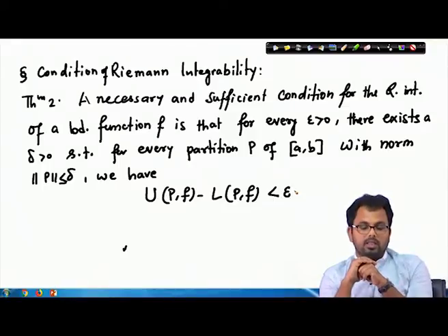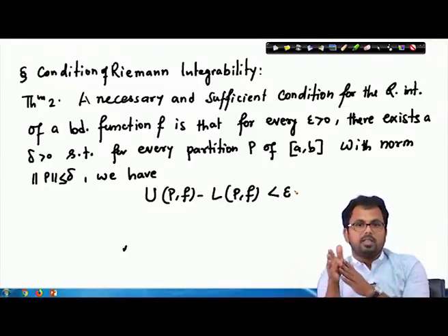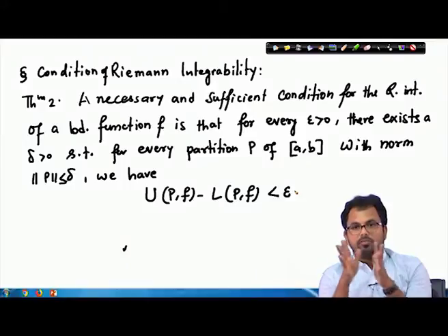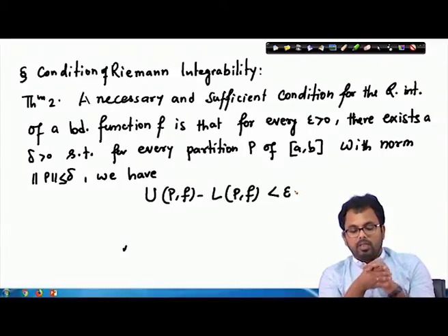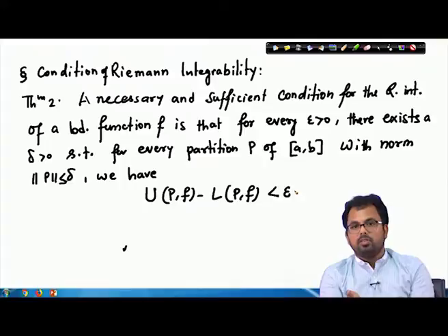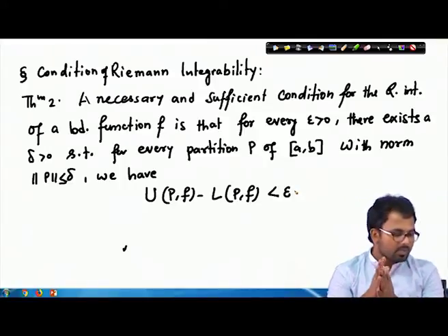So, basically if you say that the difference is less than epsilon, that means the function is Riemann integrable and your lower integral and upper integral are the same. So in a way this condition actually makes sense, and based on it we can say whether the given function is Riemann integrable or not.